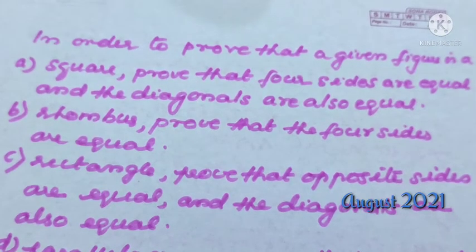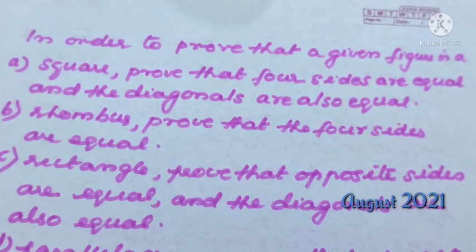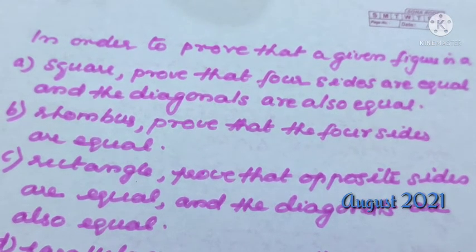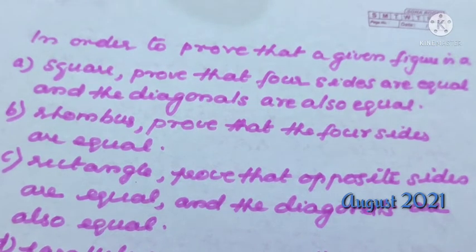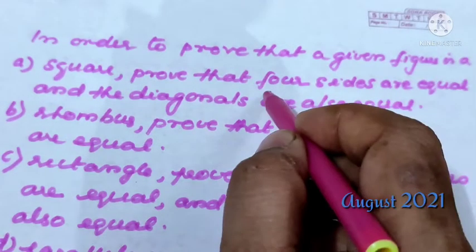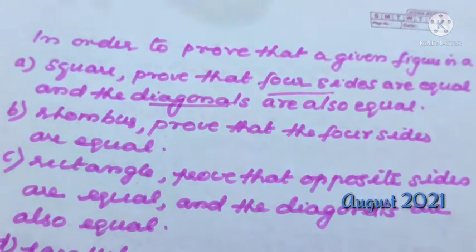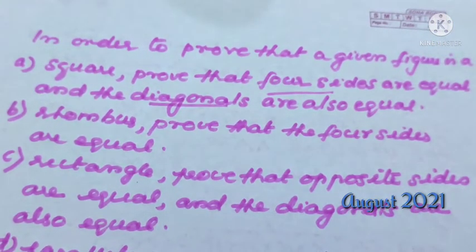In order to prove that the given figure is a square, what should we do? Prove that the four sides are equal and the diagonals are also equal. This type of question is based on the distance formula only. We have already done one square. In that case, we calculate the four sides and the diagonals' distances. If they happen to be equal, then we can say that the quadrilateral is a square.